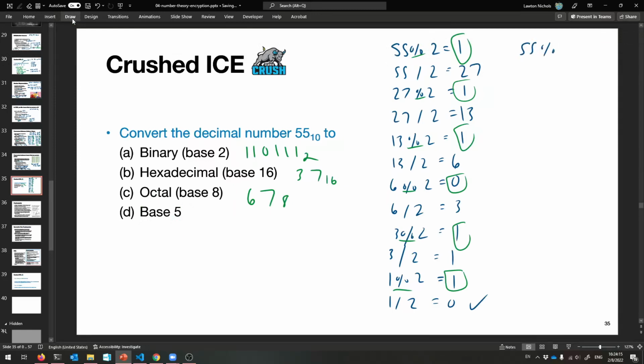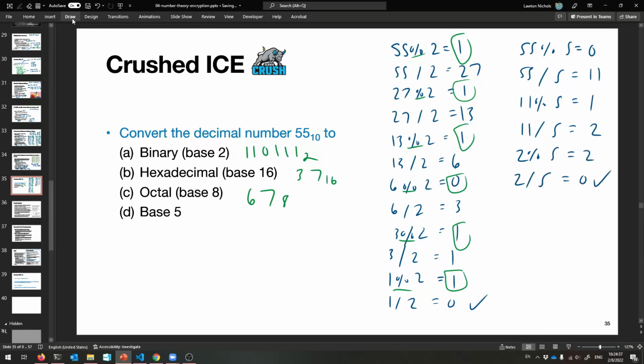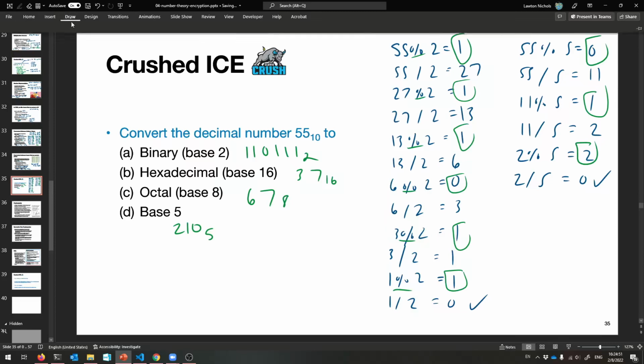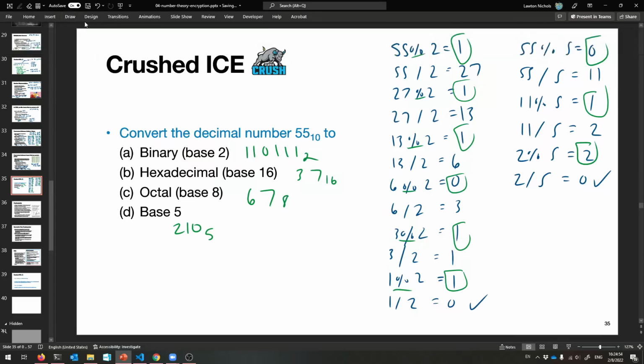So 55 mod 5, that is 0. It's a multiple. 55 integer divided by 5, that is 11. 11 mod 5, that is 1. And then 11 integer divided by 5, that is 2. 2 mod 5 equals 2. And then 2 integer divided by 5 is 0. And so we're done. So the answer is 210, base 5. Okay, so those are the answers. They seem to correspond with my notes, so I don't think I made too many errors. That's how you convert, okay?